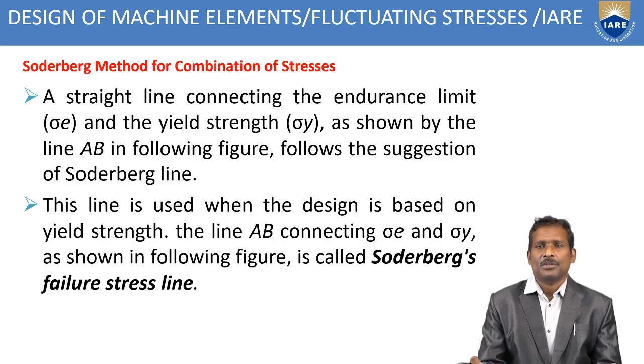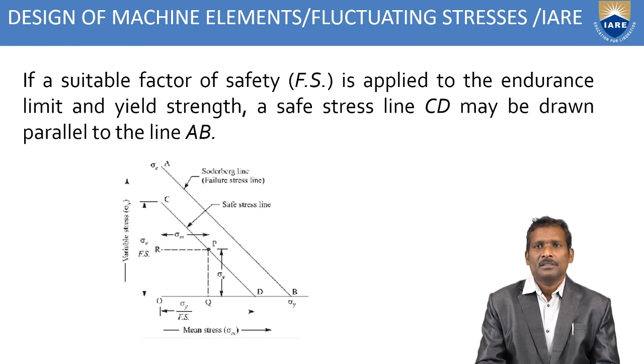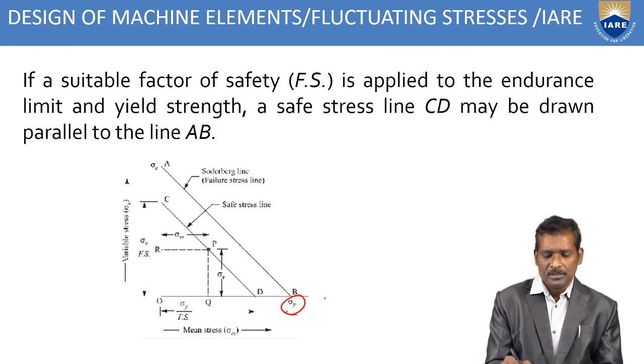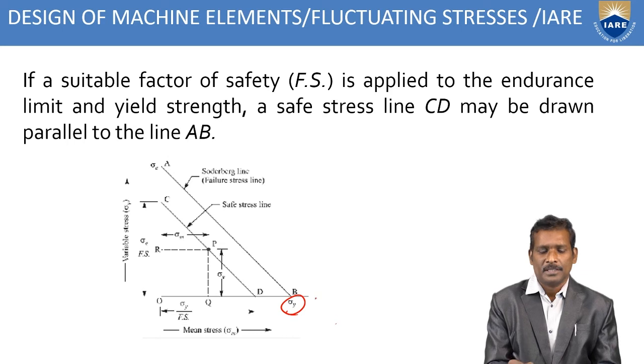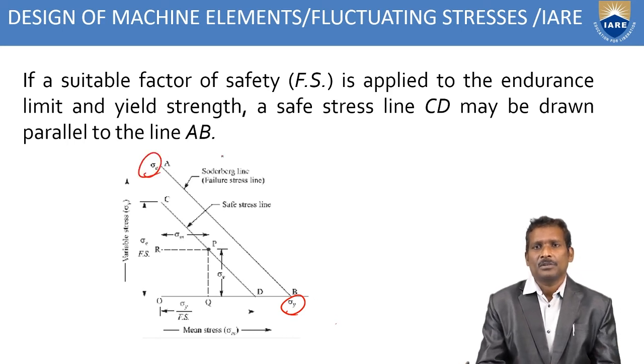The second one is the Soderberg method. It is also a straight line, connecting the endurance limit and the yield strength value, already shown in the diagram in the previous slide, as the line AB. This line is used when the design is based on yield strength only. I will show you the diagram. The line AB connects sigma E and sigma Y. Sigma Y is drawn on the x-axis and sigma E is on the y-axis.